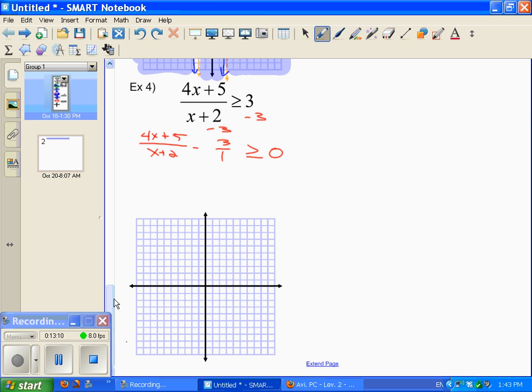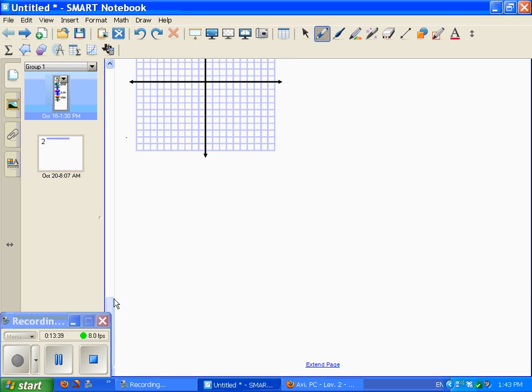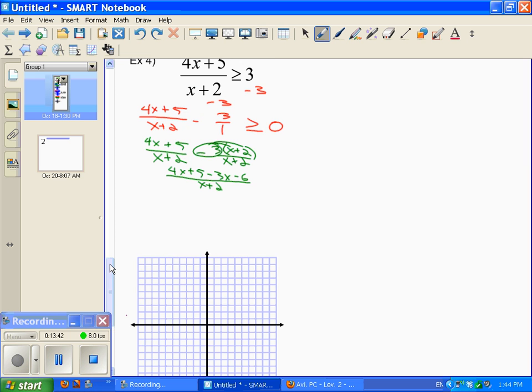x plus 2. This one didn't change, but this one did. So what's my new top going to be? 3 times x plus 2. Now I can distribute this negative 3 through here and put them together. So I'll get 4x plus 5 minus 3x minus 6 over x plus 2. So it'd be x minus 1 over x plus 2, and that's still going to be greater than or equal to 0.